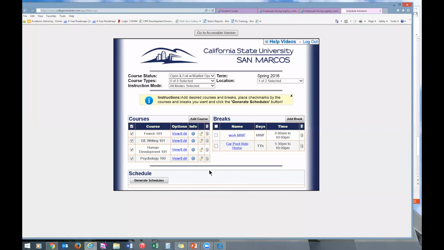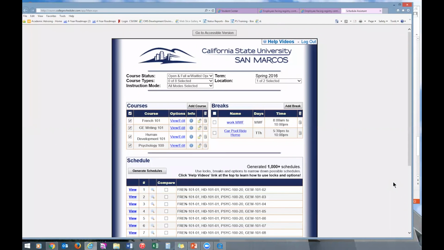Now you've got all the courses that you've been working on from your degree planner. So now you can hit Generate Schedules. Oh my goodness, there are over 1,000 schedules of different combinations for these 4 courses.